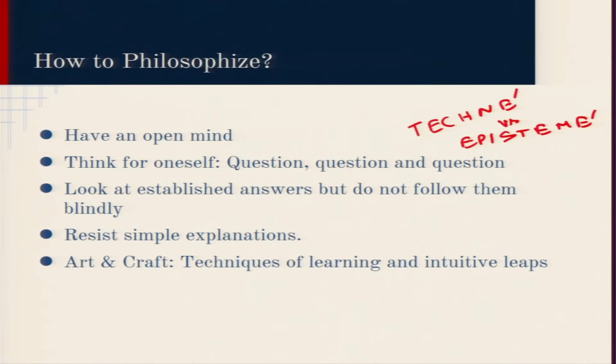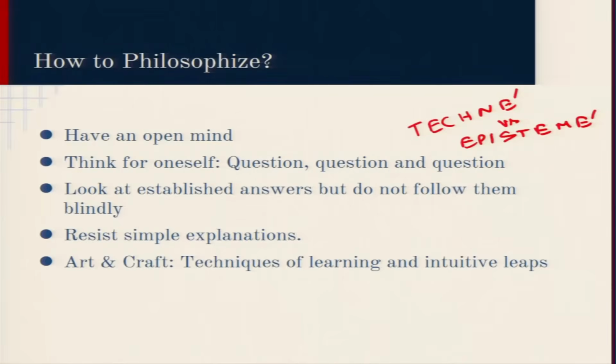Once you question, look at the established answers, but do not follow them blindly. The questions of life are answered in the life that we exist in. A world order, a civilization, has answers embedded in it. So one should be cognizant of those answers, and that means the role of reading and knowledge is tremendous in philosophical thinking, because one knows what the answers there are. Then resist simple explanations, and come up with your own answers about the possibilities elsewhere.